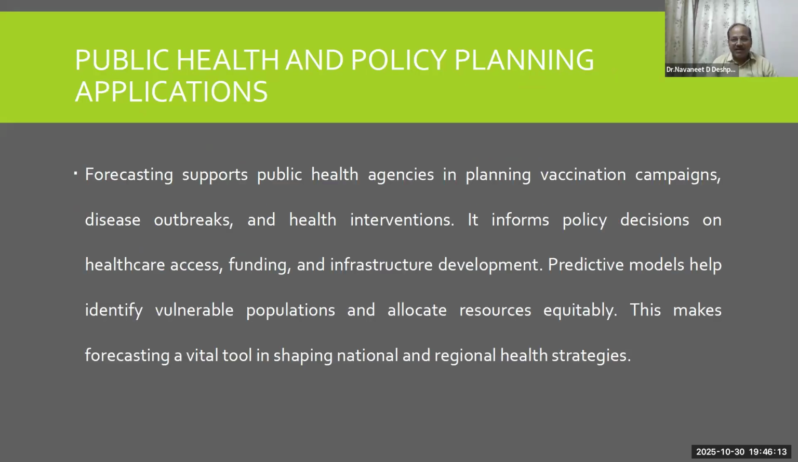So, public health and policy planning. Forecasting supports public health agencies in vaccination campaigns also, as and when there is polio vaccination or various types of vaccinations for children during health interventions. It informs policy decisions, that healthcare access has to be there for all, and funding has to be there for that. So both private and public have to come together. They should also try to know what additional infrastructure development requirements can be allocated or at least subsidized, so that all these will help in policy planning and its application. More important, just planning is not enough. Application is most important.